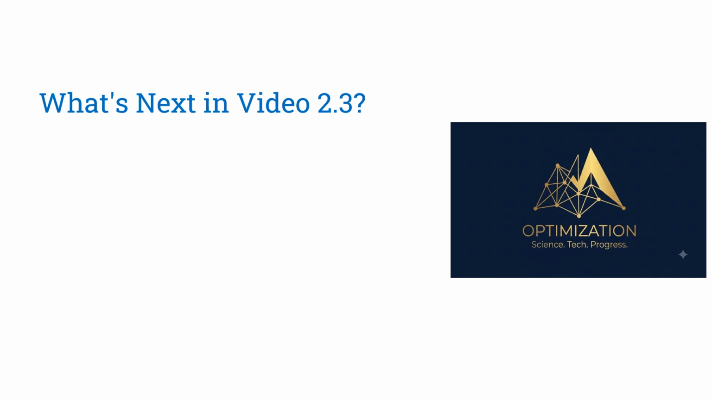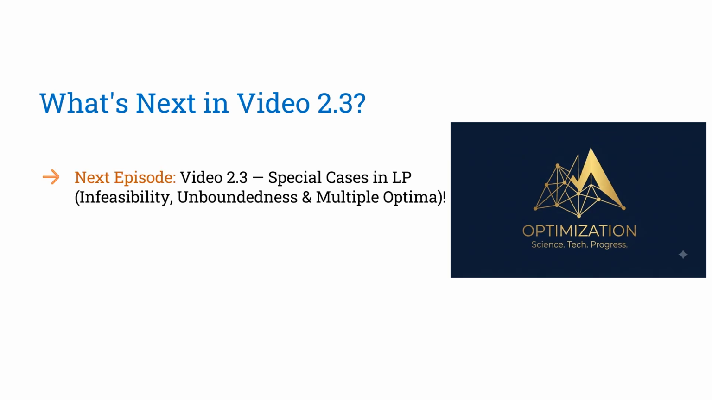What happens when a problem has no solution or infinitely many solutions? In video 2.3, we will explore special cases in LP, including unboundedness, infeasibility, and multiple optimal solutions.